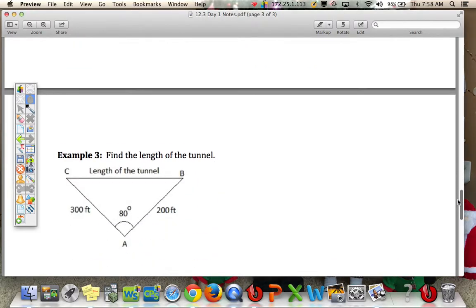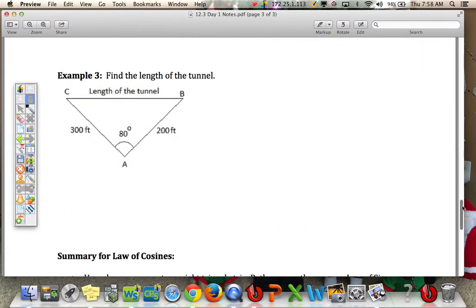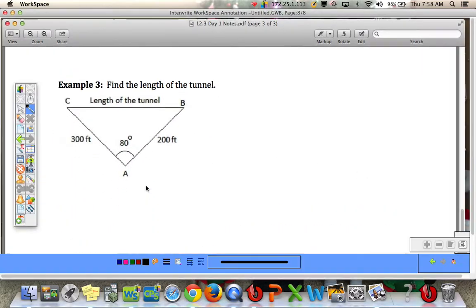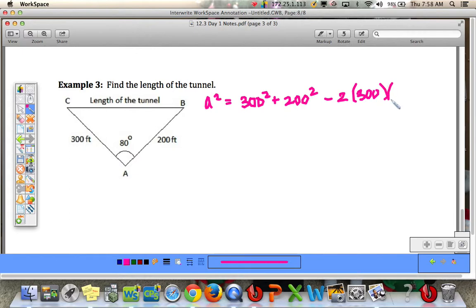Okay, last example. Find the length of the tunnel. Again, we're solving for side A here, so we have A squared equals B squared, so 300 squared, plus 200 squared minus 2 times 300 times 200 cosine of 80.